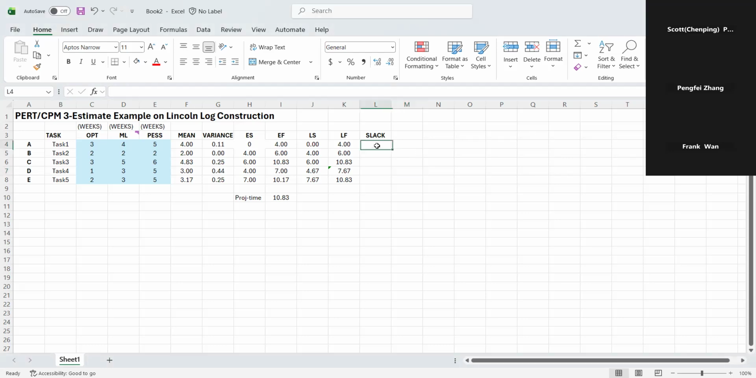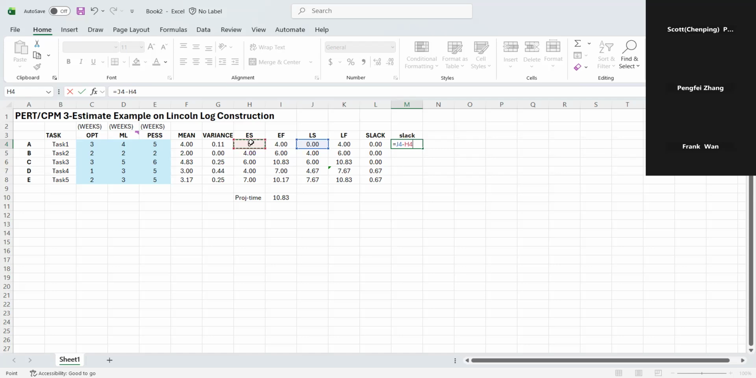And next one, we can find slack. You can use latest finish time subtract earliest finish time, or you can use latest start time subtract early start time. They should give you exactly the same answer.